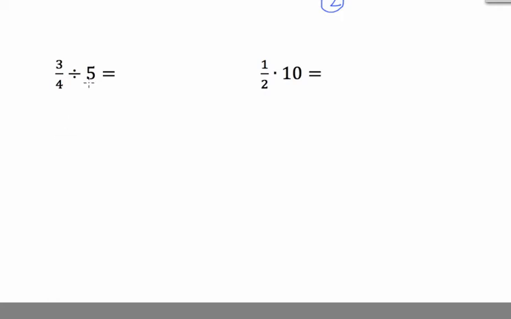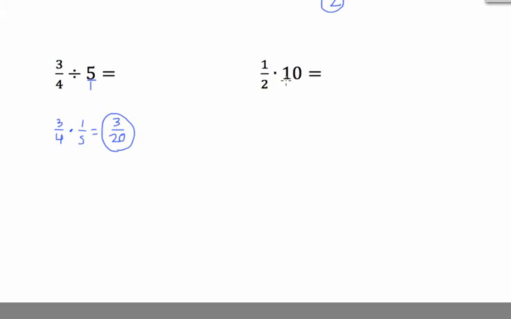3/4 divided by 5. Remember that when you have a whole number, 5, it's the same thing as 5 over 1. To divide by a fraction, you multiply by the reciprocal of the second fraction. I recommend rewriting the whole problem. 3/4 times, flip that, 1/5. Then multiply like normal, straight across. 3 times 1 is 3, 4 times 5 is 20. That does not reduce, 3/20.